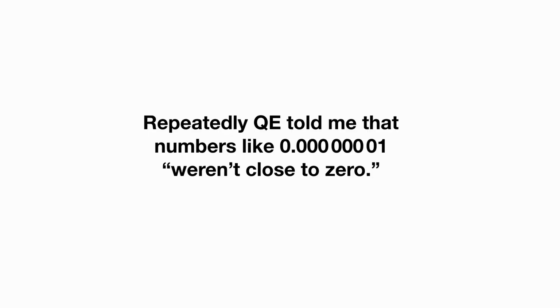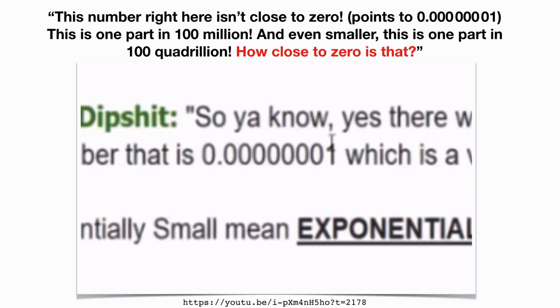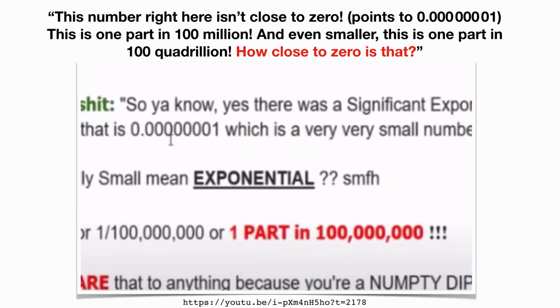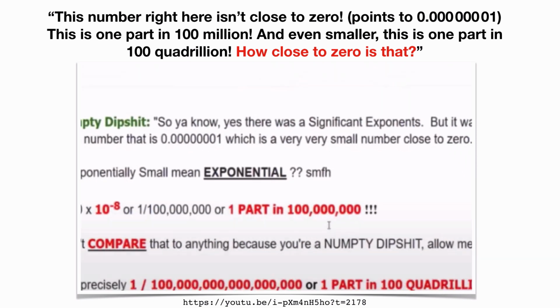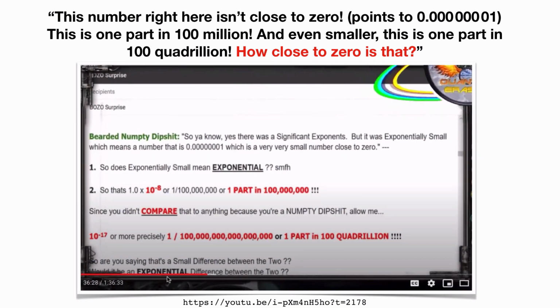So repeatedly, Quantum Eraser told me that numbers like 0.0000001 weren't close to 0. This number right here isn't close to 0. This is one part in 100 million. And even smaller, this is one part in 100 quadrillion. How close to zero is that?